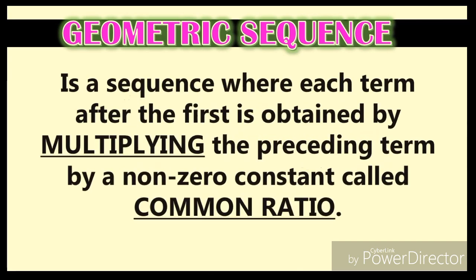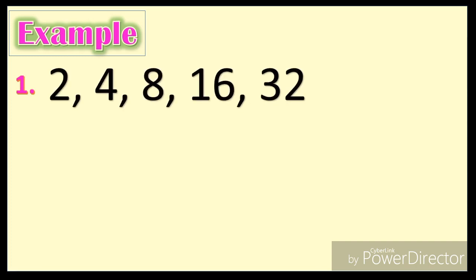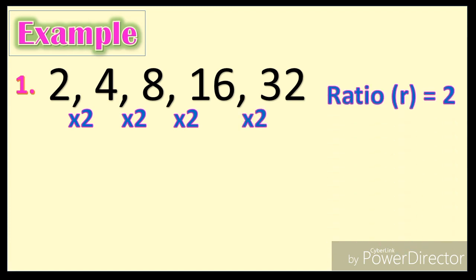Okay, now what is a geometric sequence? A geometric sequence is a sequence where each term after the first is obtained by multiplying the preceding term by a non-zero constant called the common ratio. Okay, we have an example of a geometric sequence, number 1: 2, 4, 8, 16, 32. Observe the pattern: 2 times 2 equals 4, times 2 equals 8, times 2 equals 16, times 2 equals 32. So the number we multiplied is what we call the common ratio.